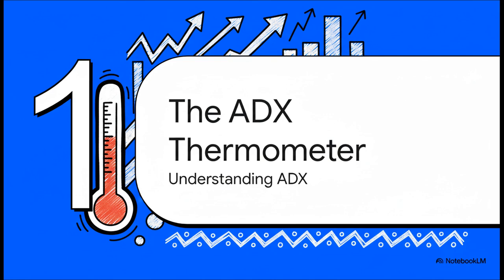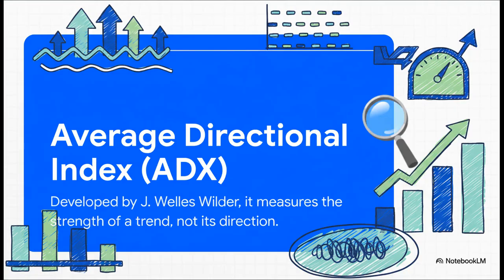What is this trend thermometer I keep talking about? Well, it's called the ADX, and it's about to become the hero of our trading story. Its whole job is to solve this one massive, frustrating problem. So, ADX stands for the Average Directional Index. It was developed by an absolute legend in technical analysis, a guy named J. Wells Wilder.